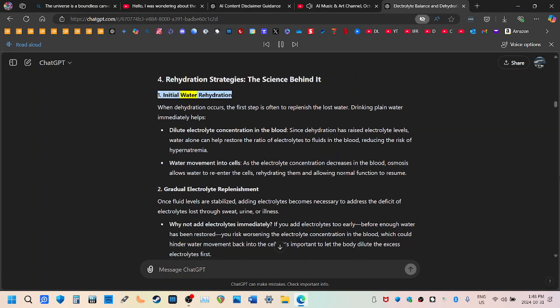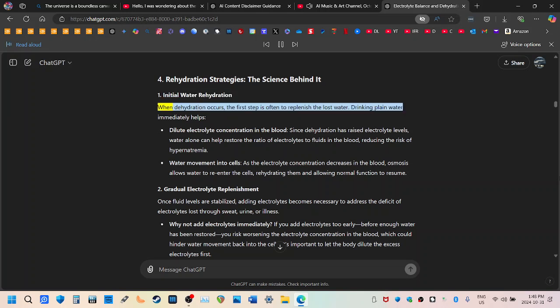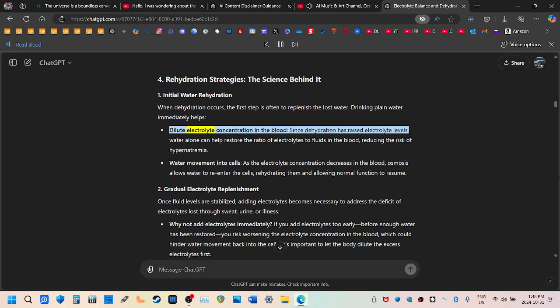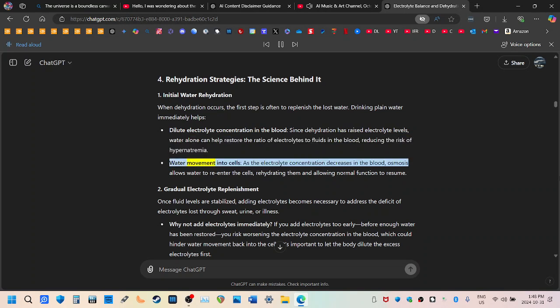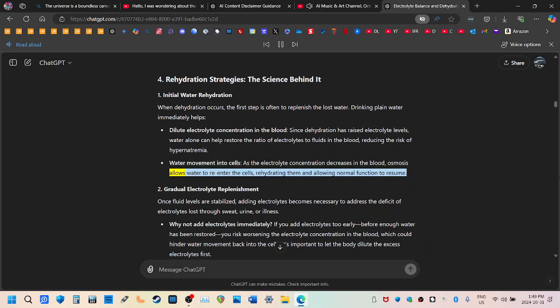1. Initial water rehydration. When dehydration occurs, the first step is often to replenish the lost water. Drinking plain water immediately helps dilute electrolyte concentration in the blood. Since dehydration has raised electrolyte levels, water alone can help restore the ratio of electrolytes to fluids in the blood, reducing the risk of hypernatremia. Water movement into cells: as the electrolyte concentration decreases in the blood, osmosis allows water to re-enter the cells, rehydrating them and allowing normal function to resume.